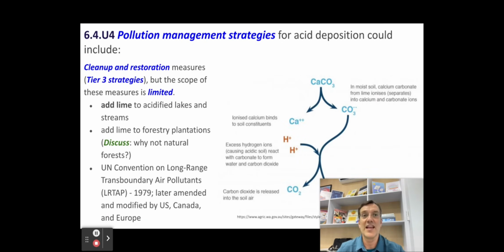We can also try cleaning up and restoring damaged ecosystems as a tier 3 approach to pollution management. That means applying measures that counteract the effect of acid deposition in soils, water, and in living organisms. For example, spreading ground limestone in acidified lakes can raise the pH level and restore the balance of minerals. Recolonizing damaged systems with acid-tolerant species can also help restore biodiversity and ecosystem functions.